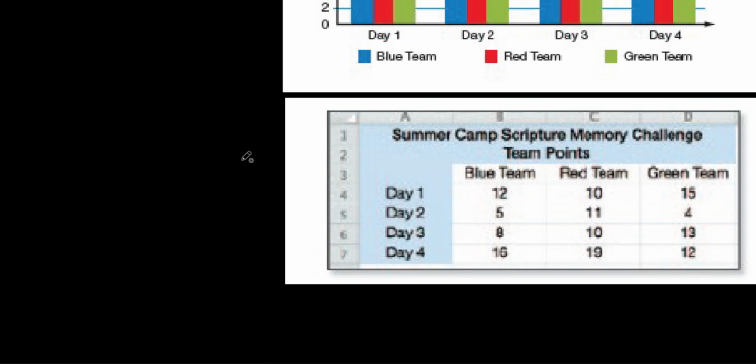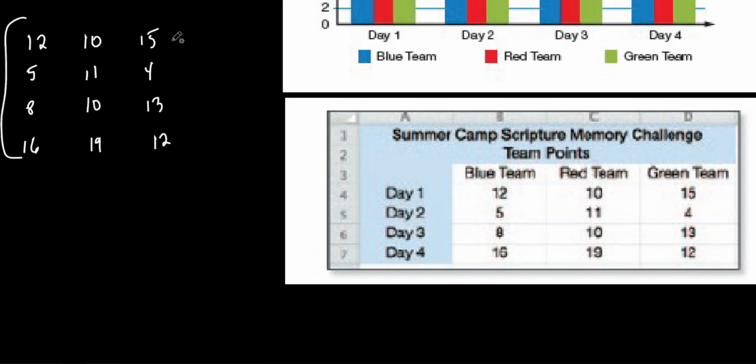Okay, so let's put it in here. So what is it? We got 12, we got 10, 15, 5, 11, 4. All I'm doing is just rewriting that chart, but we're going to make it look like a matrix. What's that, 16, 19, and 12. All right. And then we put the little brackets right there. We can name it whatever we wanted to, but always name it with a capital letter. I don't think I actually named it.